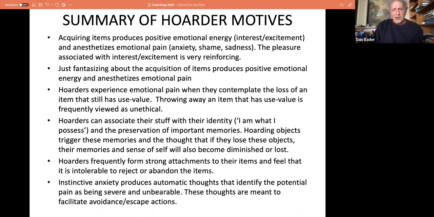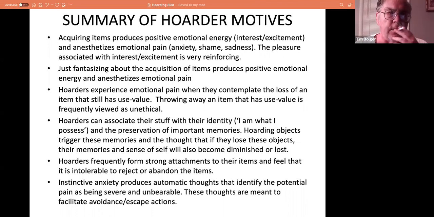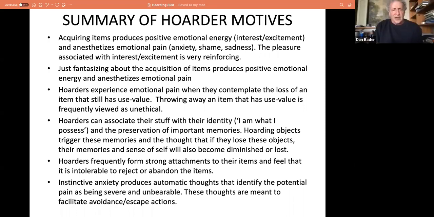Hoarders experience emotional pain when they contemplate the loss of an item that still has use value. Throwing away an item that has use value is frequently viewed as unethical. Hoarders can associate their stuff with their identity, an "I am what I possess" type of thing, and the preservation of important memories. Hoarded objects trigger these memories, and there is the thought that if they lose these objects, their memories and sense of self will also become diminished or lost.